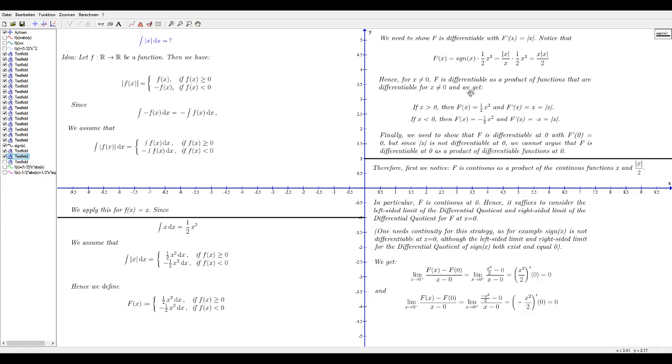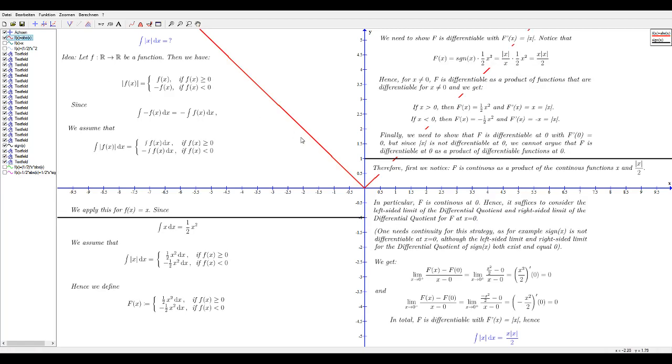And since we've already shown that the derivative for capital F is correct for any x that doesn't equal 0, we are done. In total, capital F is differentiable with capital F prime of x equal to the absolute value of x, and so the integral of the absolute value of x dx is just x times the absolute value of x divided by 2.